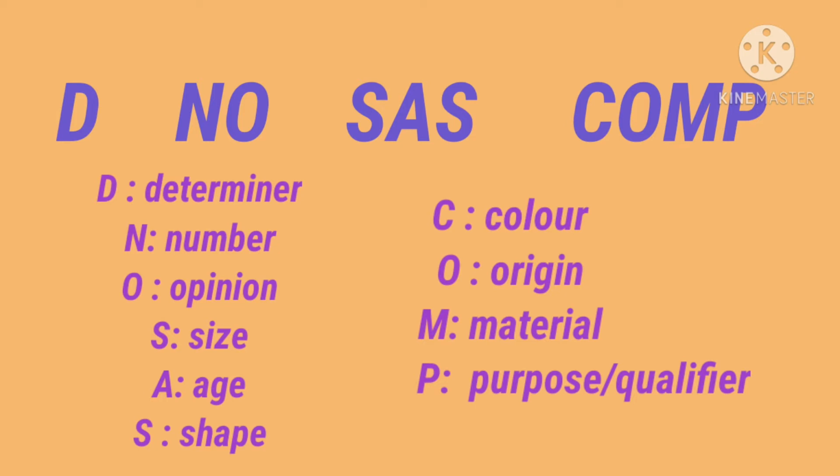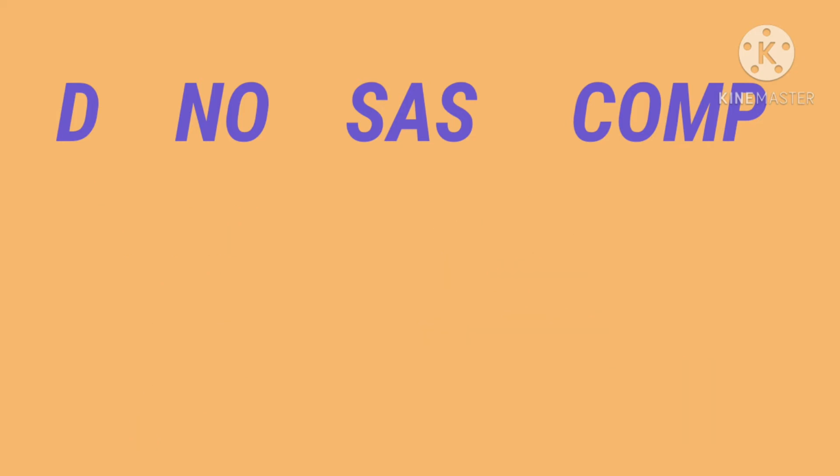D refers to determiner, N number, O opinion, S for size, A for age, and S for shape, C for color, O for origin, M for material, and P for purpose or qualifier. D, no, SAS, comp. Determiner, number, opinion, size, age, shape, color, origin, material, purpose or qualifier.